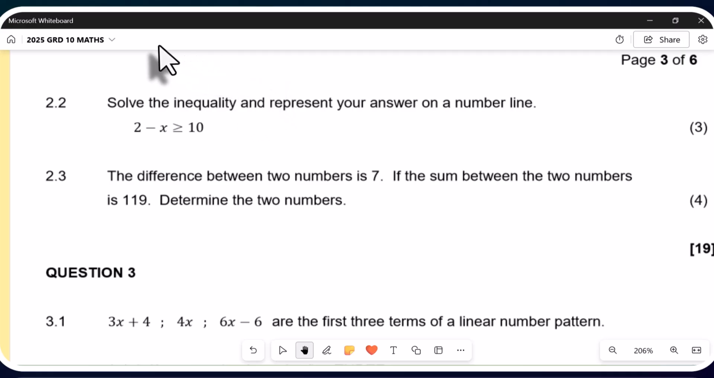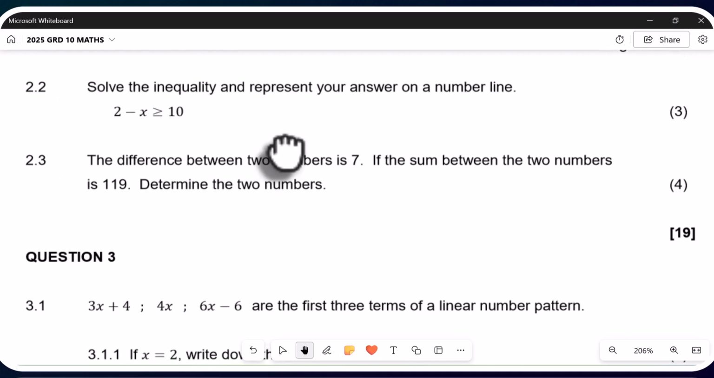It says solve the inequality and represent your answer on a number line. So you're going to say x minus y is 7. And then they said the sum, x plus y, minus 10, should be what?